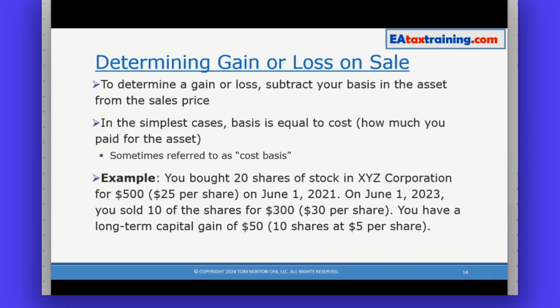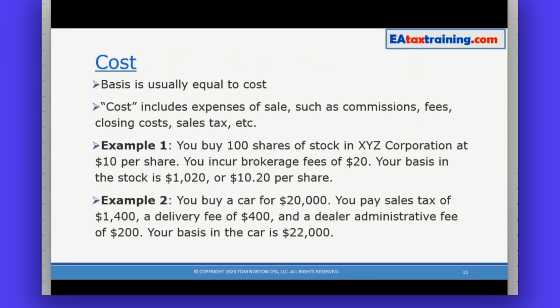So you bought the shares, $25 each. You sold them for $30 each. That's $5 per share profit that you had. And so you sold 10 shares, so that's $50 of gain on the sale of that stock. So you simply compare the sales price to your basis in order to determine that gain or loss. So when we talk about cost, what do we mean? Well, cost includes not only how much you paid for the asset, but also the expenses of that sale.